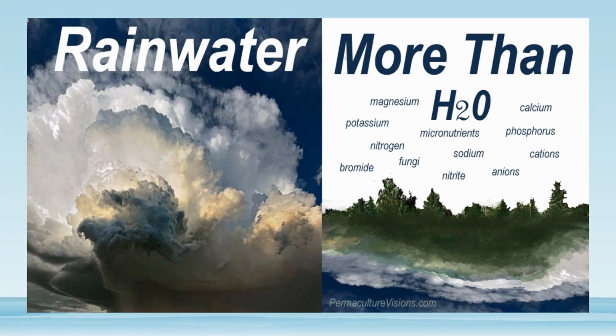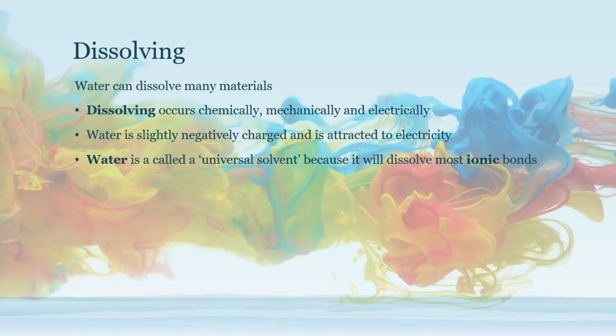Rainwater is different than pure water molecules. Rainwater, as it falls from the sky, contains a lot of nutrients. Water has an amazing ability to dissolve many things. In fact, it's called a universal solvent because it will dissolve most ionic bonds in the universe. And the way it dissolves is threefold. It can do it chemically, mechanically, and slightly electrically, because remember, it's slightly negative.